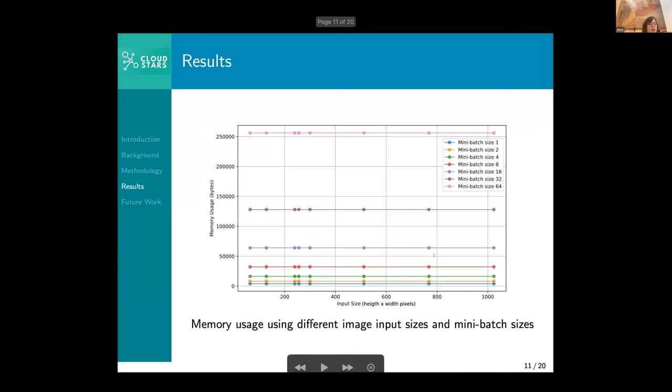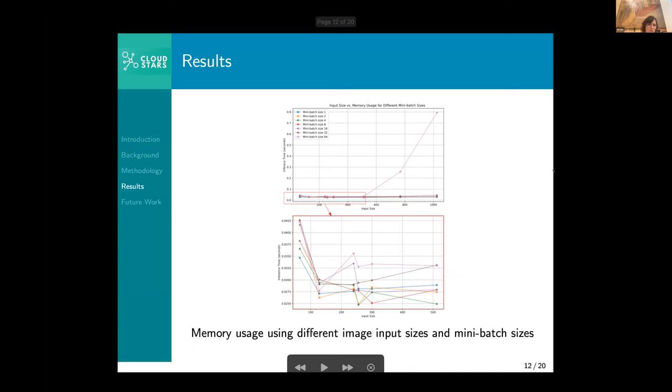So for results, here you can see the memory usage in bytes of performing inference on images of different input sizes from 1 to 1,000 and for several minibatch sizes. You can see that basically the input size has no influence on the memory usage because it's constant, at least for the minibatch sizes tested here. But of course, as the bulk of images increases, we see that more memory is used.